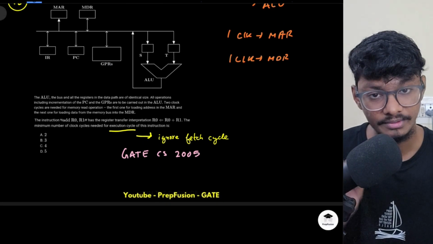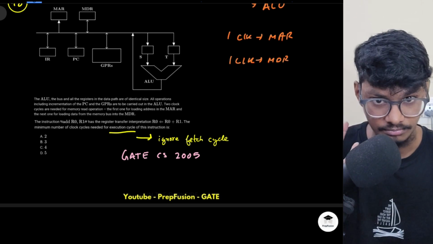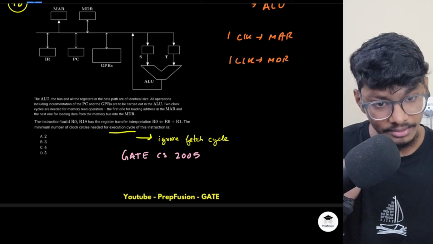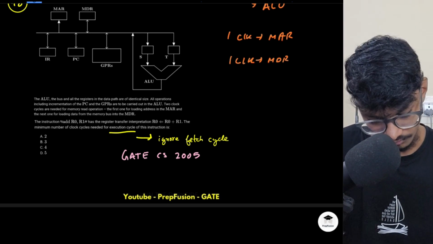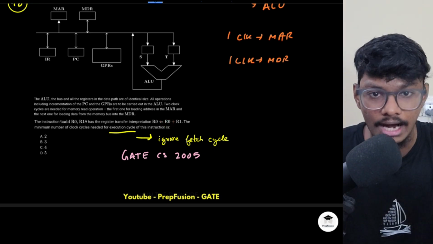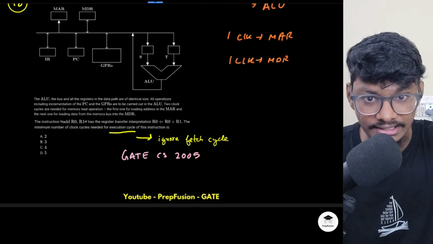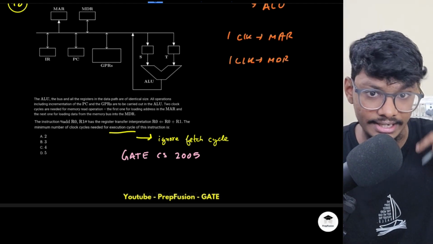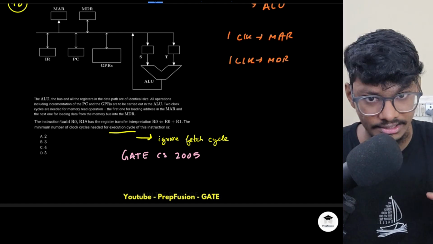The instruction has already been fetched in the IR. Okay, I don't need to do that. So how many clock cycles will I require? First, one clock cycle will be required because R0 is already inside the CPU. I don't need another memory access here. I directly go to R0 and get the data.